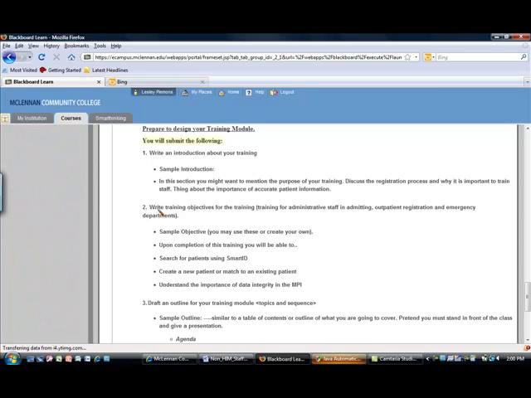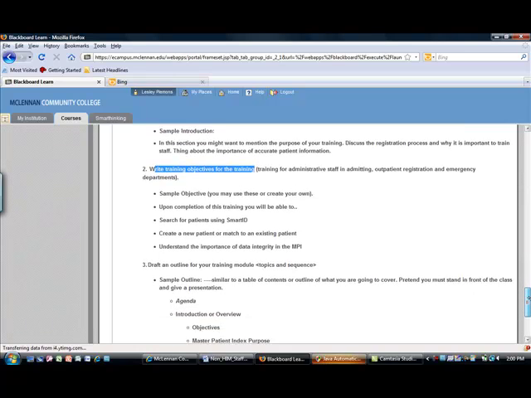You're also going to write training objectives. Training objectives would be how to look for a matching patient, how to see if there's an existing patient, what's the importance of data integrity, those sort of things. So you're just going to have some basic objectives.